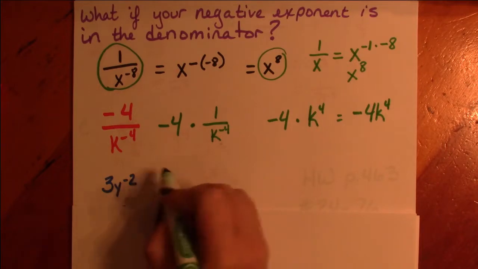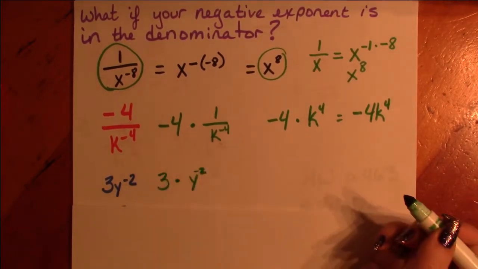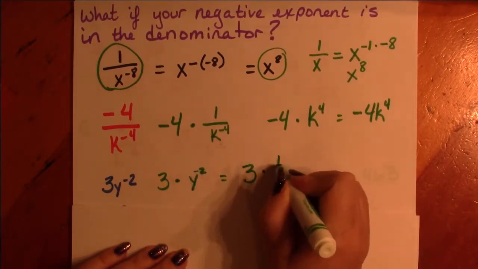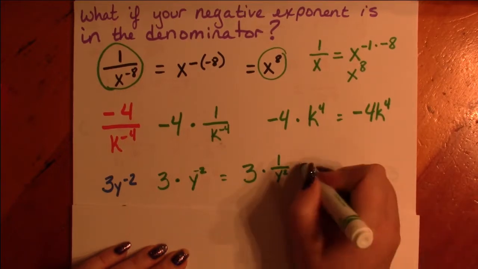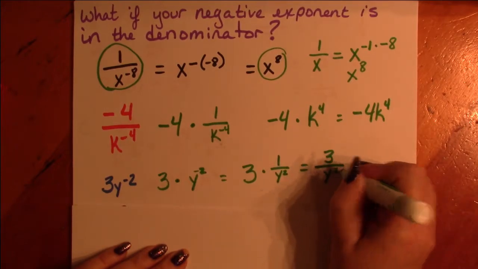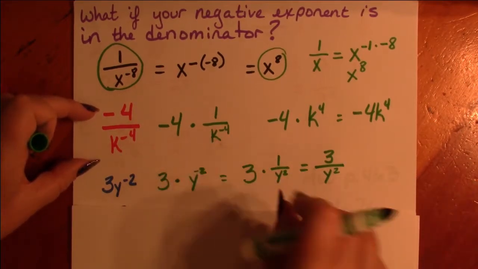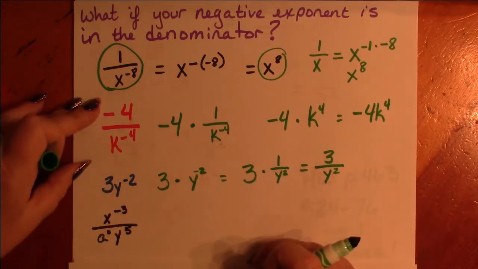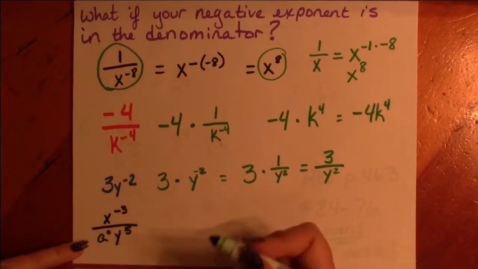3y to the negative 2 is the same as 3 times y to the negative 2, which is the same as 3 times 1 over y to the 2, which is the same as 3 over y to the 2. Just like we broke this down, we can unbreak it. Let's do another one. We're going to break these down into two different things.